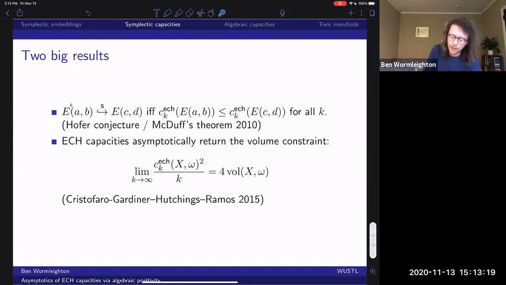Another key, nice property, which we get a lot of nice corollaries from, is this theorem of Cristofaro-Gardiner, Hutchings, Ramos, saying that asymptotically the ECH capacities just recover the volume constraint. So if you like, you can think of the ECH capacities as increasing approximations of the volume constraint at infinity. We'll revisit this limit expression later on, but it's essentially saying that c_k^ECH grows like a volume factor times square root of k.